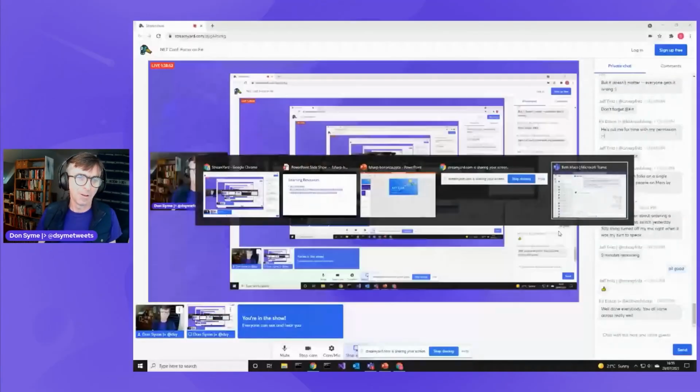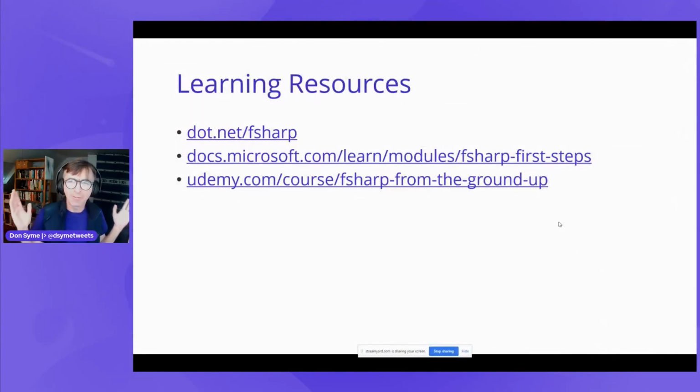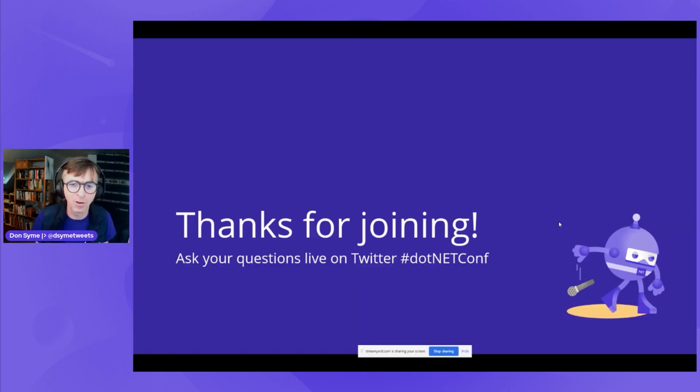So if we're back on screen with my slides, I believe here. Then we have some learning resources. You can go to docs.microsoft.com/learn. You can go to .NET/F#. There's also an excellent course done by Kit Eason called the Udemy F# from the ground up course. That is a paid-for course, but of a small amount. But you can also go to docs.microsoft.com/learn and look at your first steps in F# and or .NET/F#, and there are great resources available for learning.